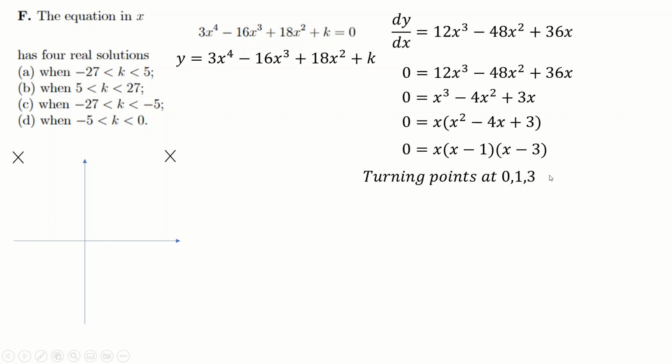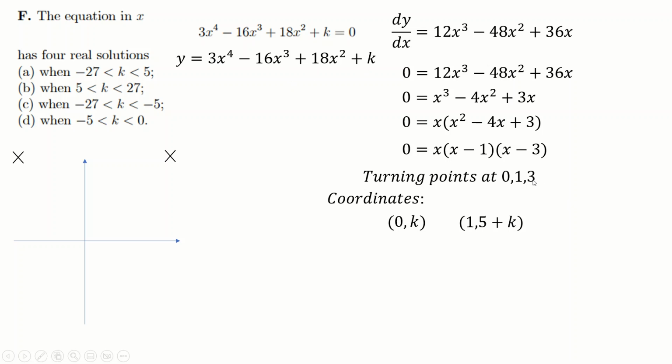But what I really want to know is where the coordinates are. Remember, I wanted those minimums to be below the x-axis. So let's find the coordinates at 0, 1, 3. When you put in 0, you just get k, obviously. When you put in 1, it's not too hard to work out, you get 5 plus k.